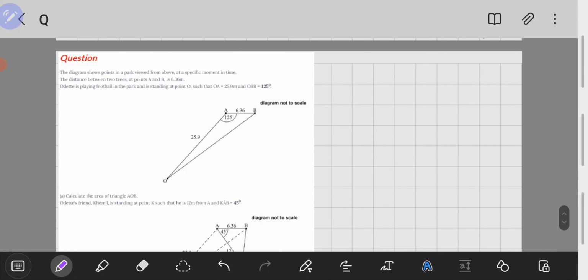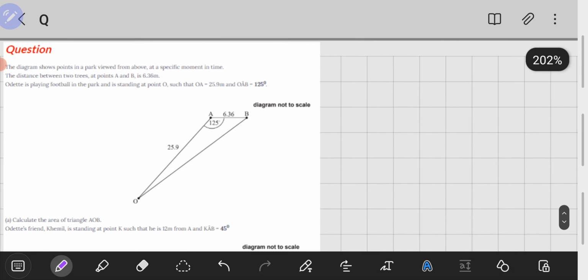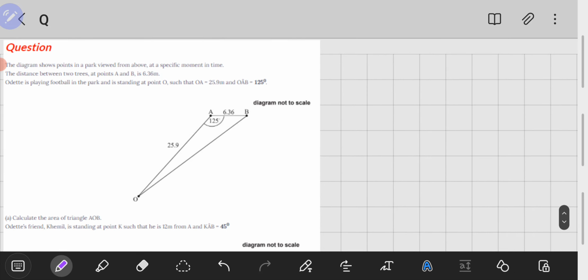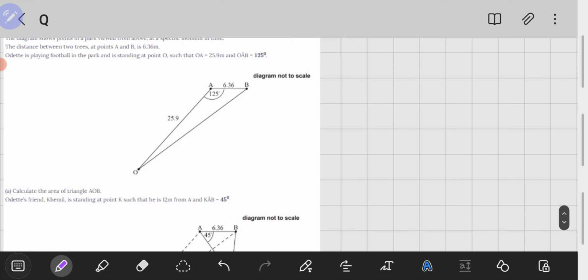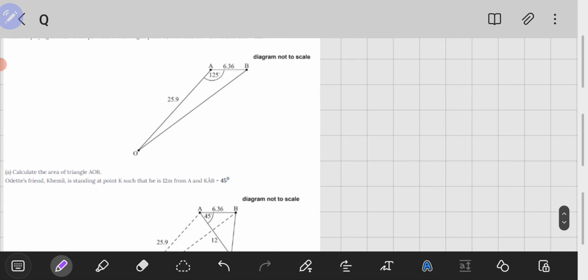For today's question, we have a diagram that shows a park viewed from above, and we have the distance between 2 points A and B. Actually, they're not playing baseball, but football. We're given the fact that Odette is playing football in this park, standing at point O, such that OA is such and such meters, and we're given an angle.